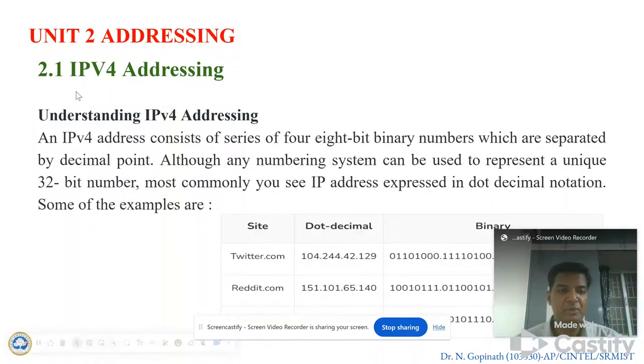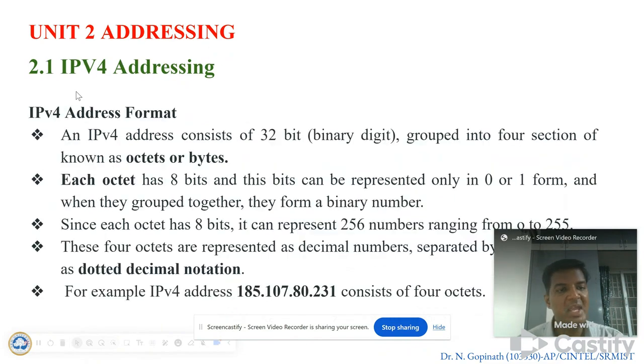Understanding IPv4 addressing. An IPv4 address consists of a series of 4 8-bit binary numbers which are separated by decimal points. Although any numbering system can be used to represent a unique 32-bit number, most commonly you see IP addresses expressed in dot decimal notation. The examples are given in table format.